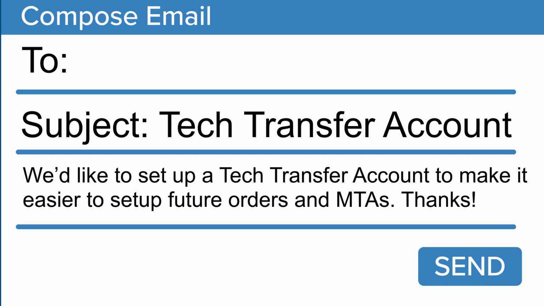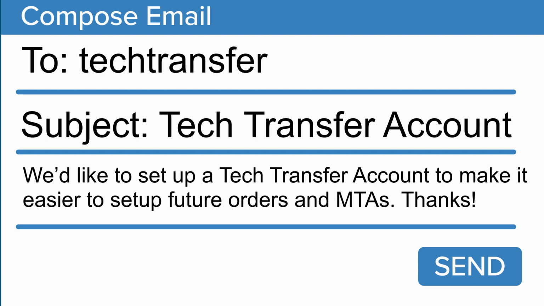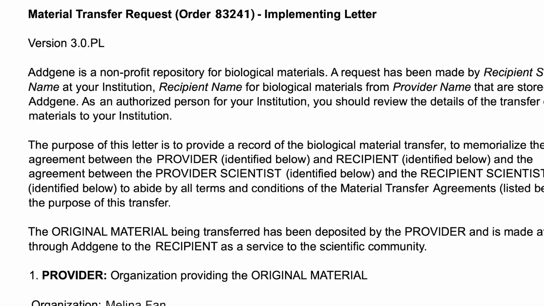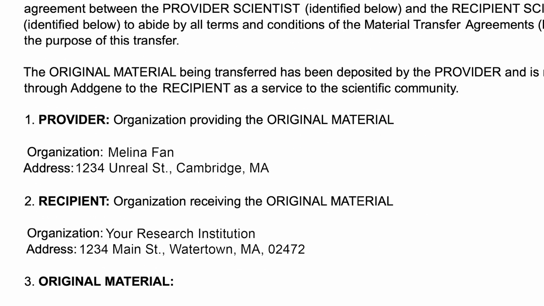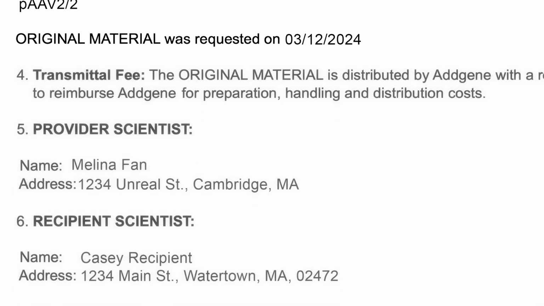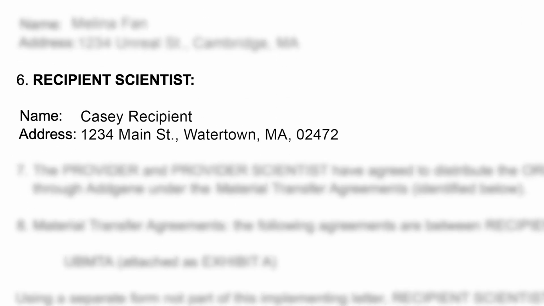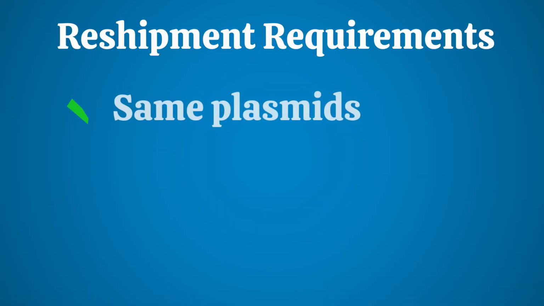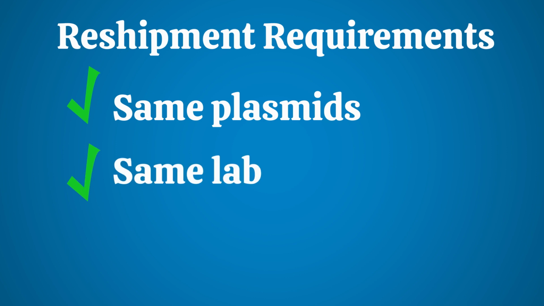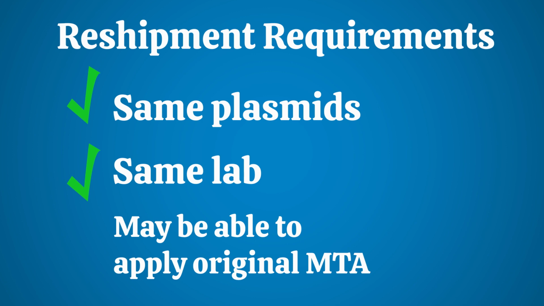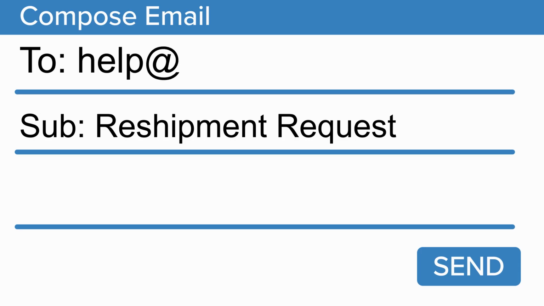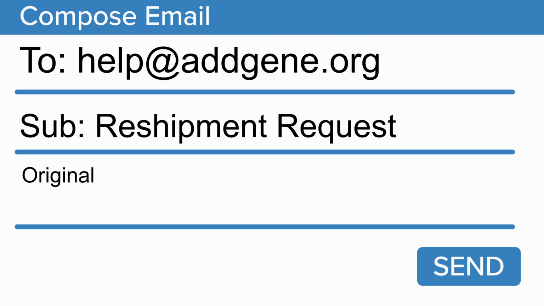MTA contacts can set up this account by emailing us at techtransfer@addgene.org. Every new plasmid request needs its own new MTA. This is because each MTA is unique to the plasmids requested and lists specific information about the recipient, including the name and address of their institution. If the same plasmids are being requested by the same lab as the previous order, we can process a reshipment, and we may be able to apply your original MTA. In this case, please email us at help@addgene.org and provide the original order number and the catalog numbers of the items you need reshipped.